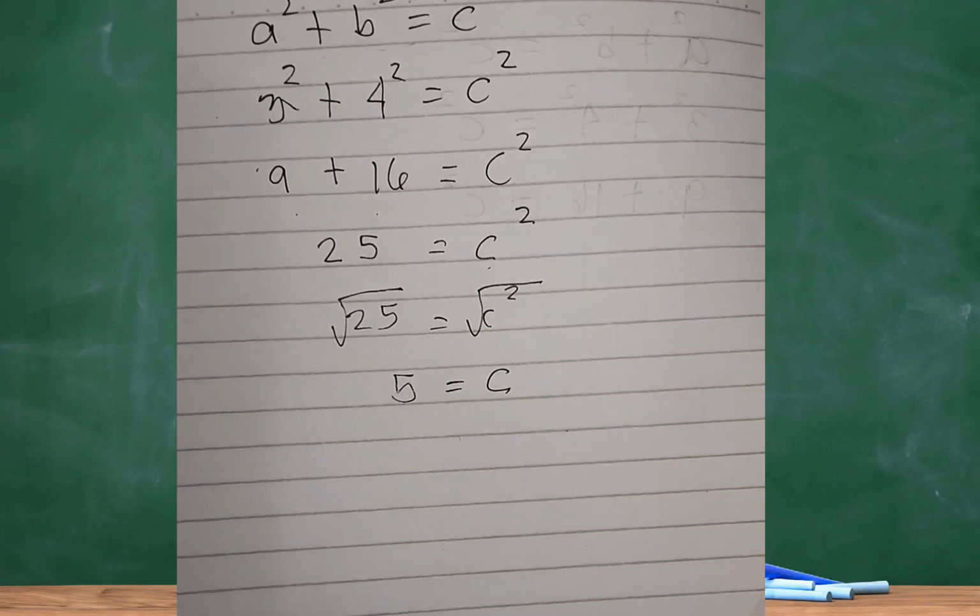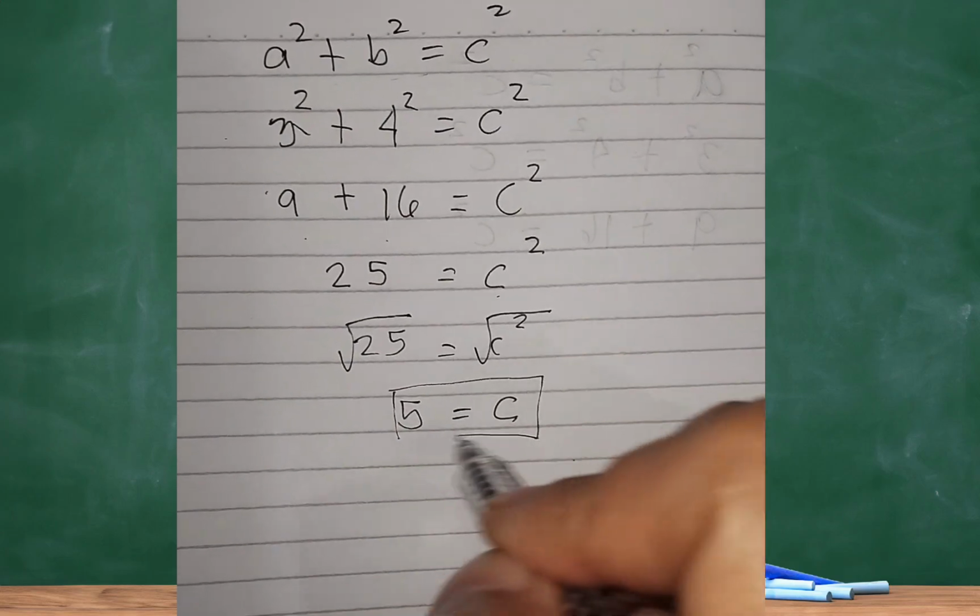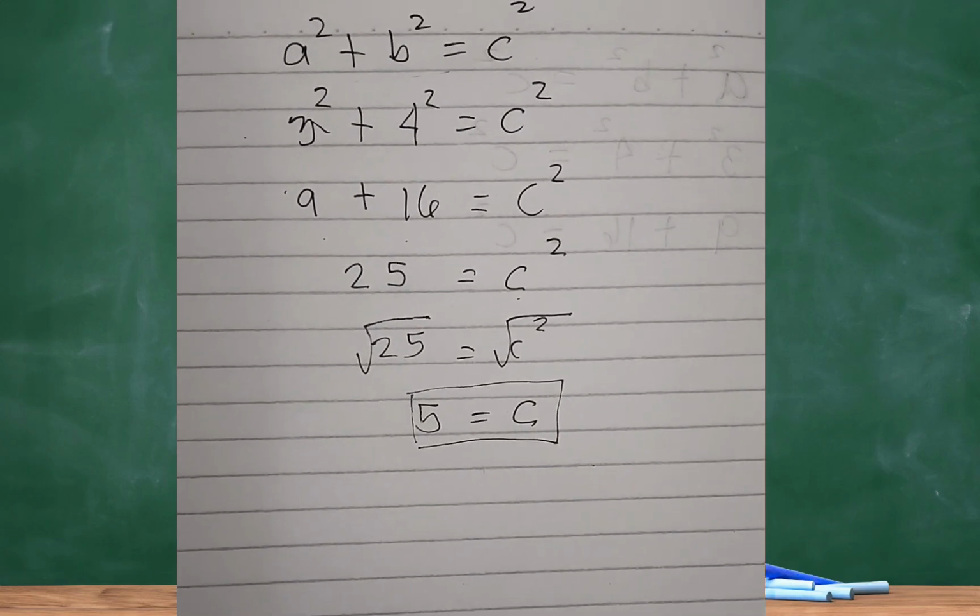So the square root of c squared is c, and the square root of 25 is 5. So the hypotenuse is 5.